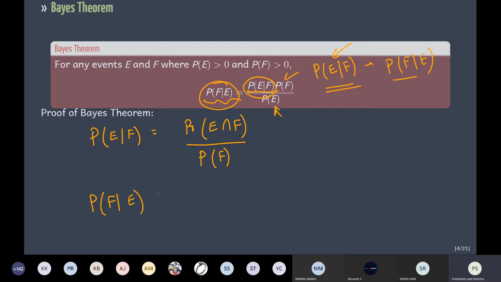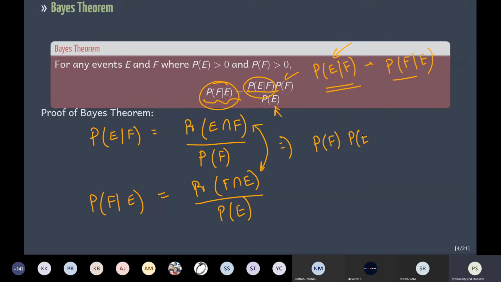F intersection E given E is probability of F intersection E divided by probability of E. So from here, what we see common is these two terms are common. So from here, we know that this implies probability of F times probability of E given F is equal to, so I send this here, I send this here and equate it, right? So this is probability of E times probability of F given E.